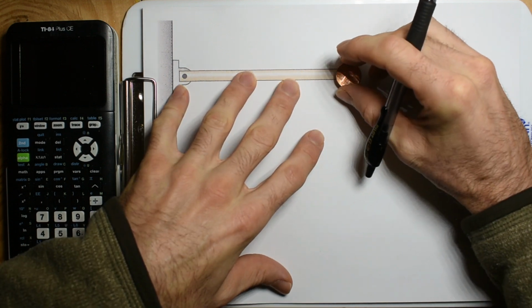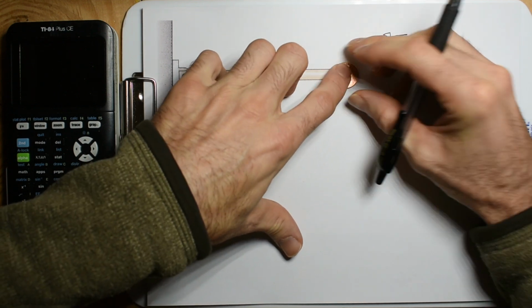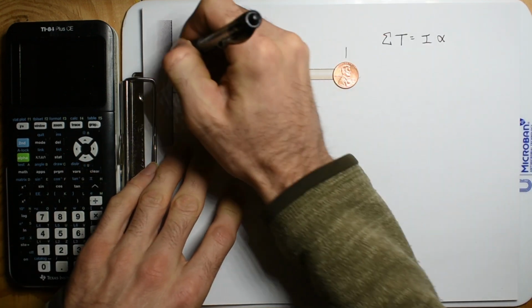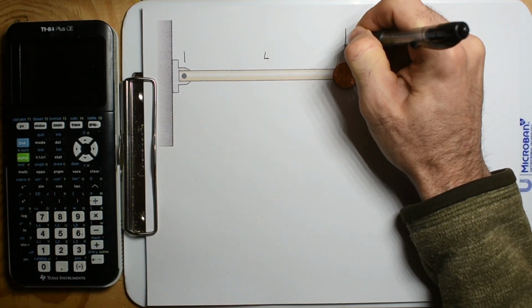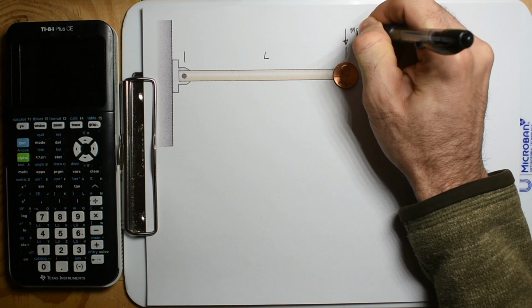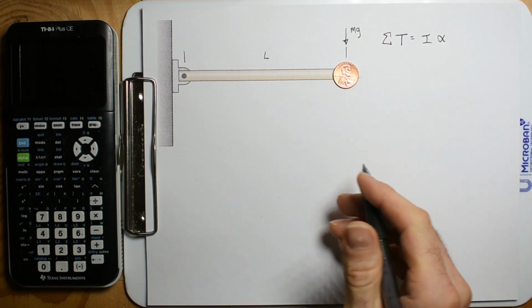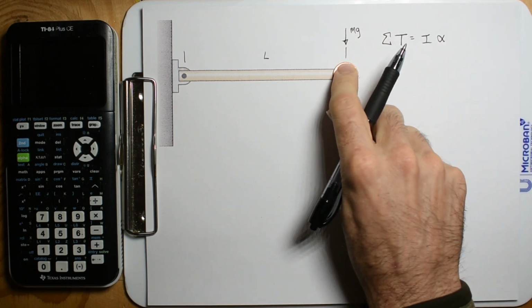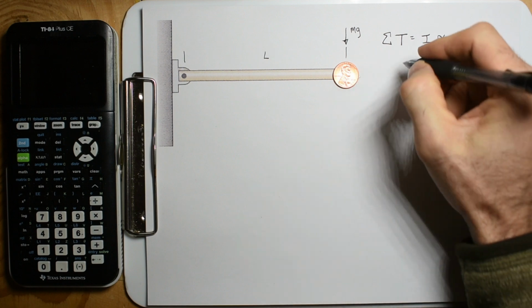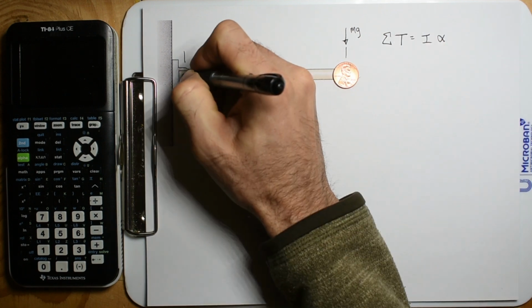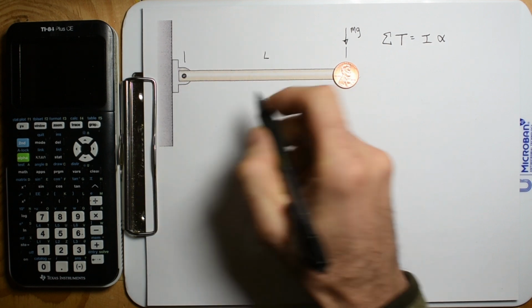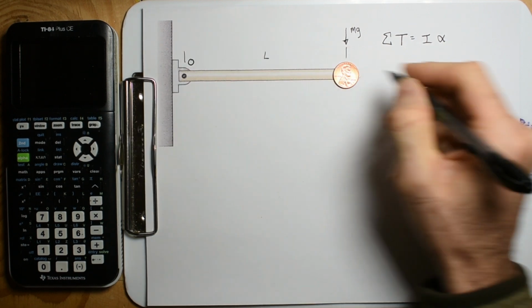and pretend it's massless, and then put the mass right at the end. So this bar has a length L, and then we have some sort of mass right at the end of this. So we have mg. Now we can use our equations, specifically the moments. We want to know what the moment about point O would be.